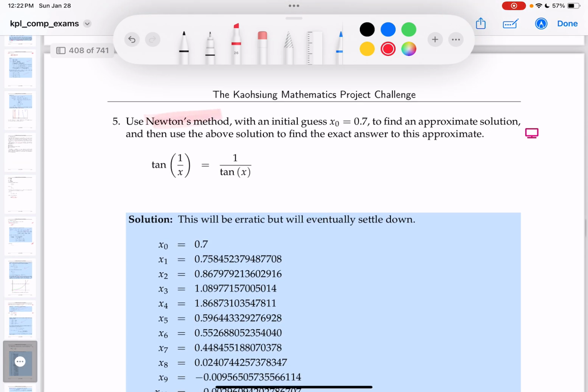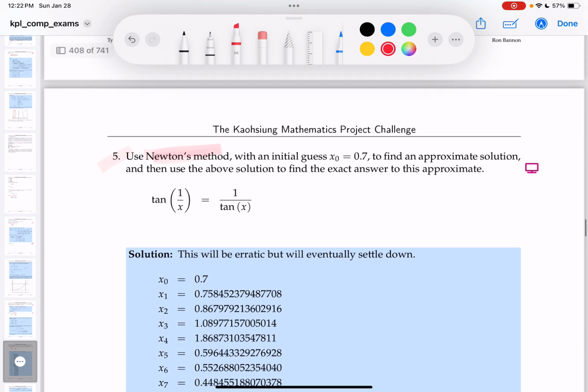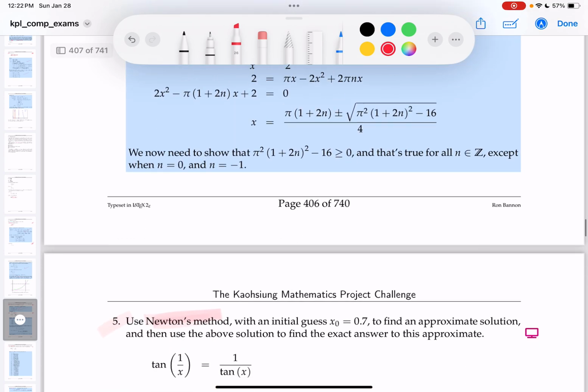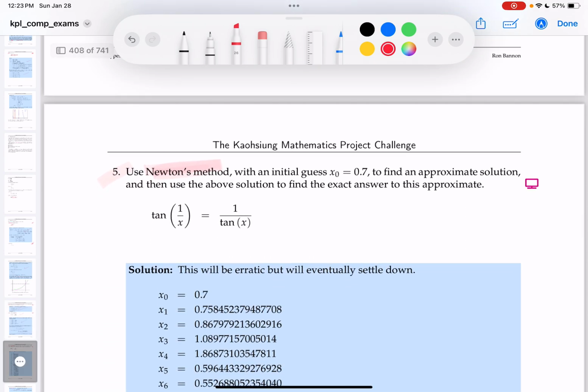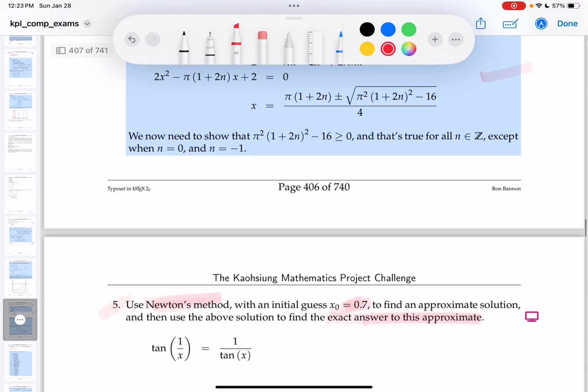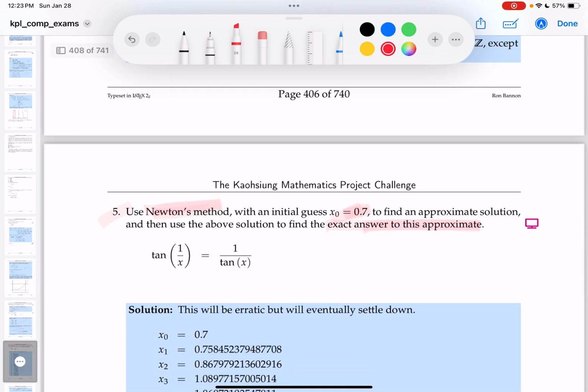Number 5 is Newton's method. Again, if you're okay at coding things, boy, it's the same problem, isn't it? So this one is done by hand. Then all of a sudden they're saying use Newton's method with an initial guess here, and then they want you to find the exact answer from that, again, Newton's method, approximate method, by using this form up here. So you have to be able to do 4 to do 5, by the way.